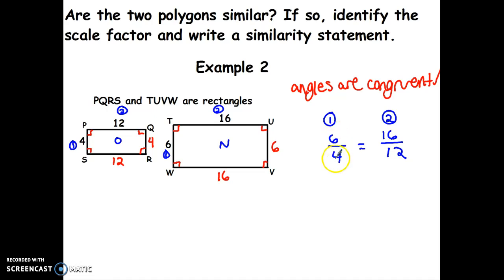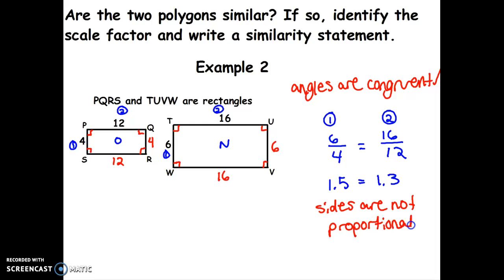So when we divide 6 divided by 4, we end up getting 1.5. And then when we do 16 divided by 12, we get 1.3. So we automatically notice that we don't get the same number. And that tells us that the sides are not proportional. So because the sides are not proportional, that means that the figures are not similar. And since they're not similar, there is no scale factor and there is no similarity statement to write.